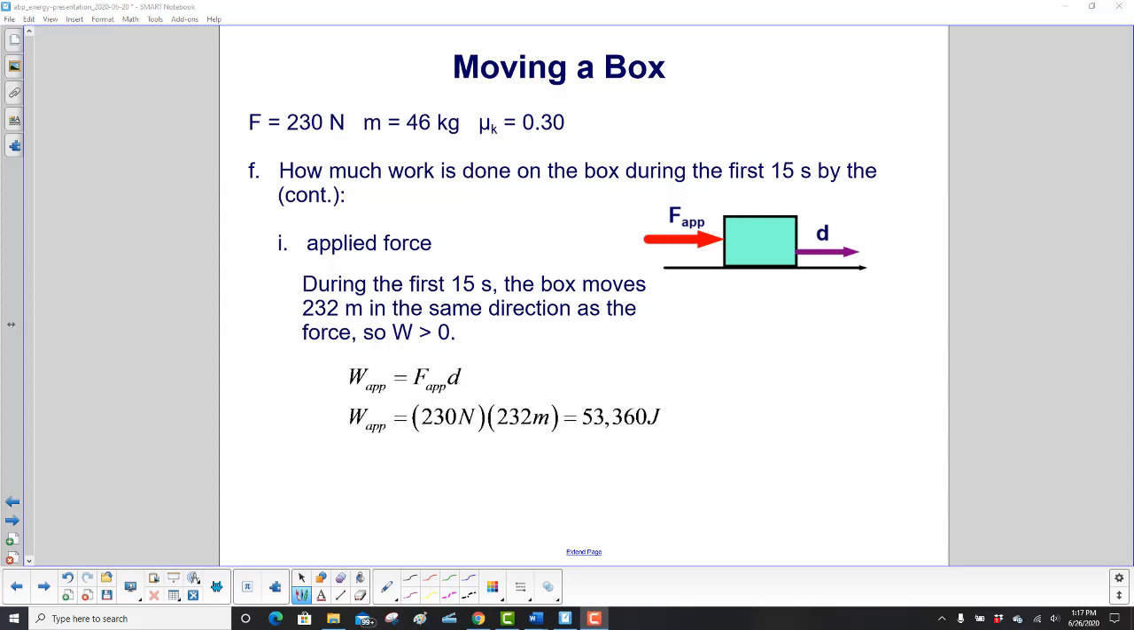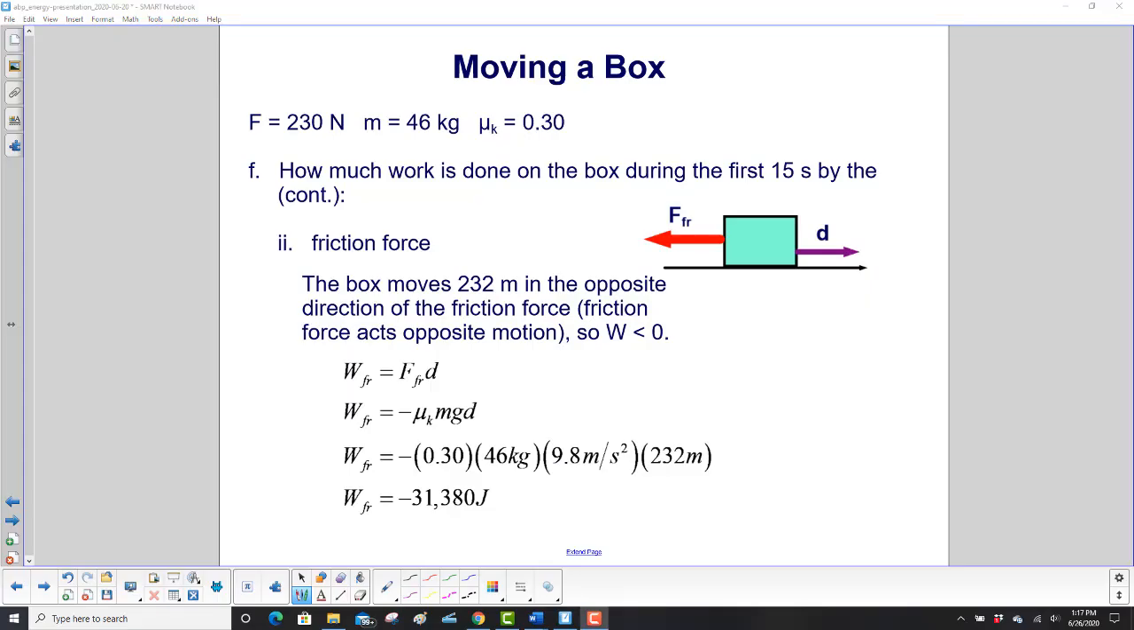Let's start with the applied force. During the first 15 seconds, the box moves 232 meters. We calculated that. It's in the same direction as the force. It's moving this way. So work is greater than 0. So the force, 230 newtons, times the distance, and we get 53,360 joules.